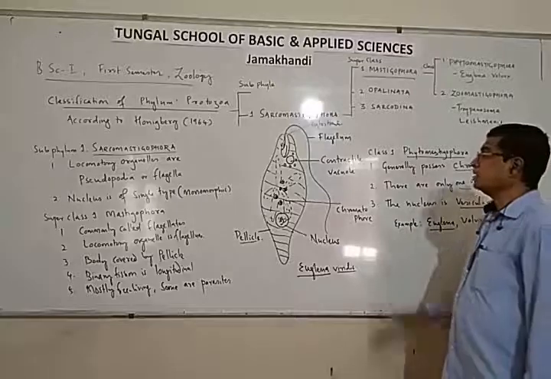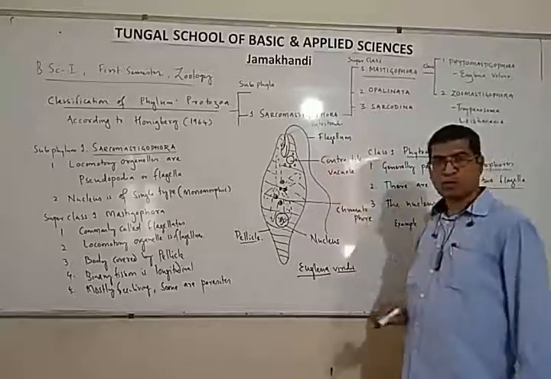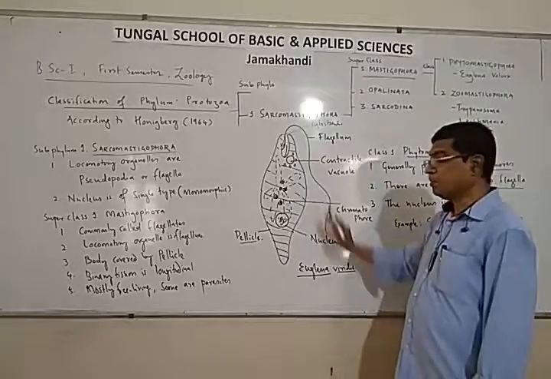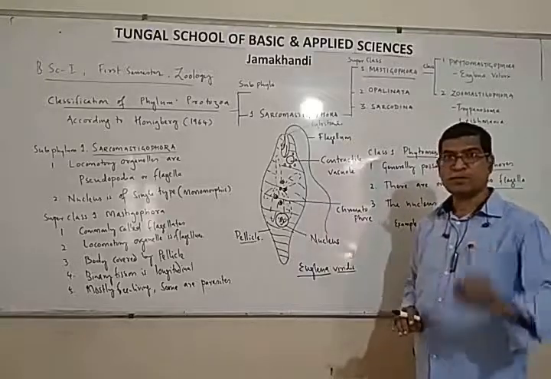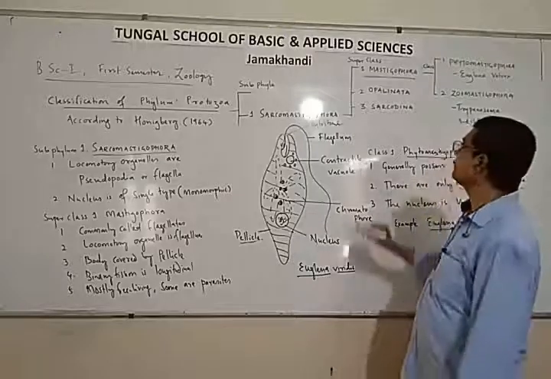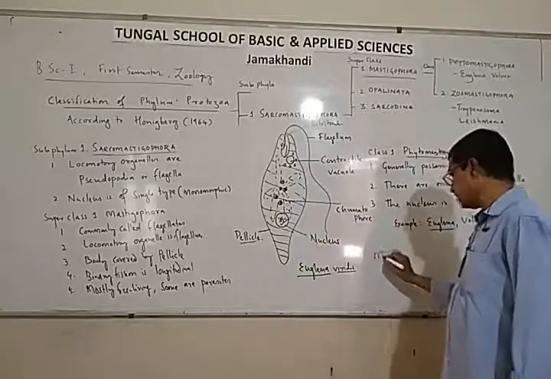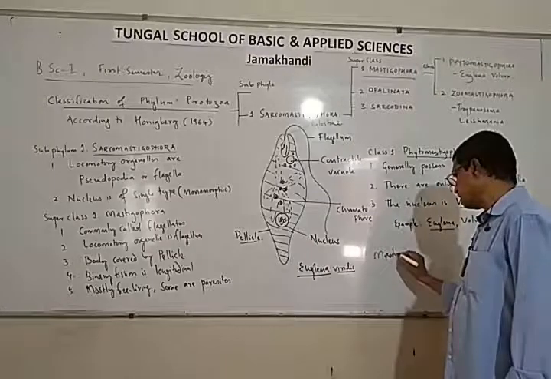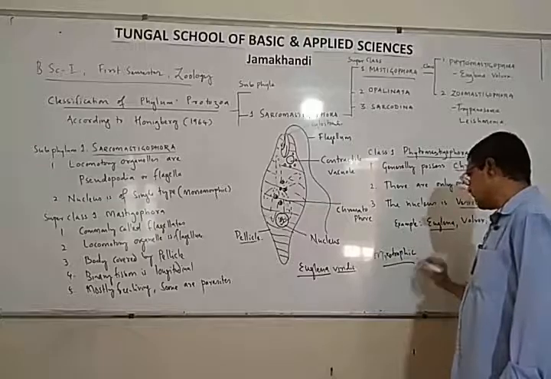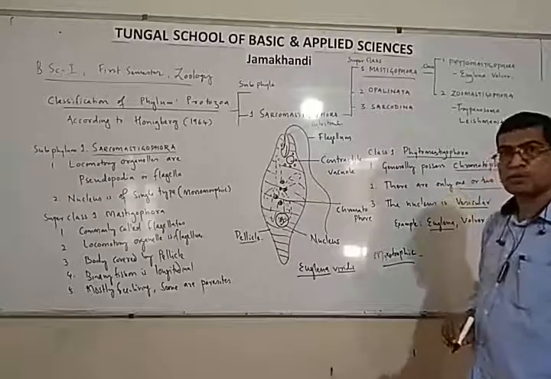These striations are made by myonemes. The flagellum is used for locomotion as well as for capturing food organisms. Euglena performs two types of nutrition. Here the mode of nutrition is mixotrophic. Mixotrophic means it performs two types of nutrition.